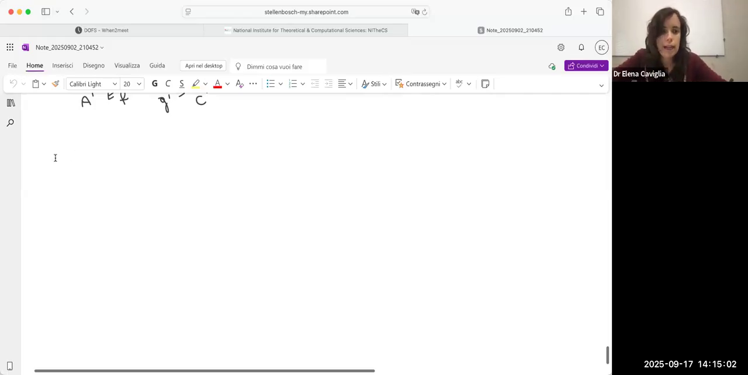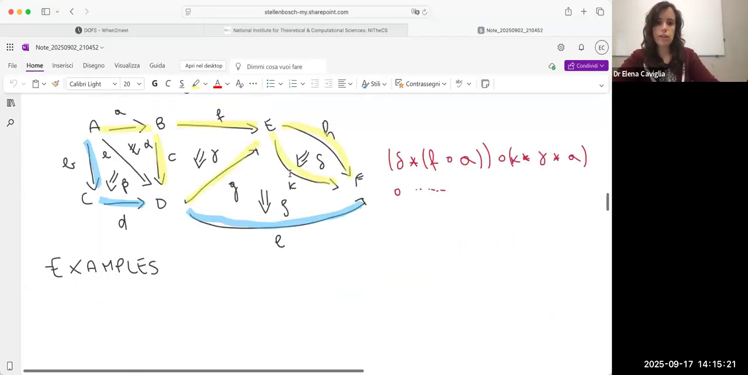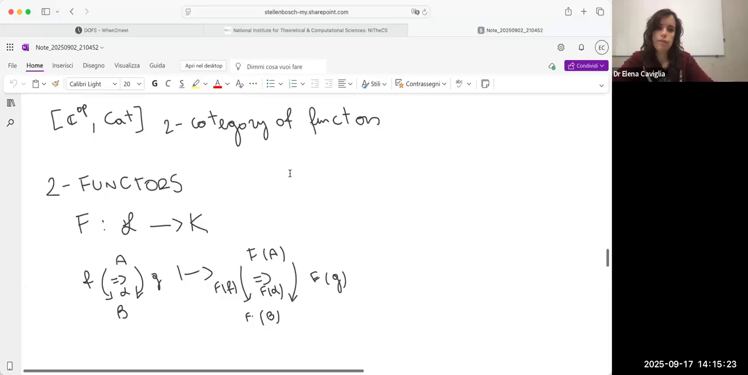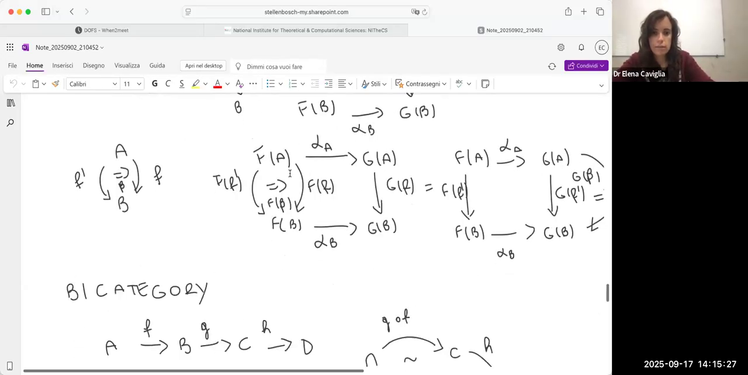I just wanted to add one more thing to this picture of two categories and bicategories before we move on, and this is about pseudo-functors. So what are pseudo-functors? They are a weak version of two functors.